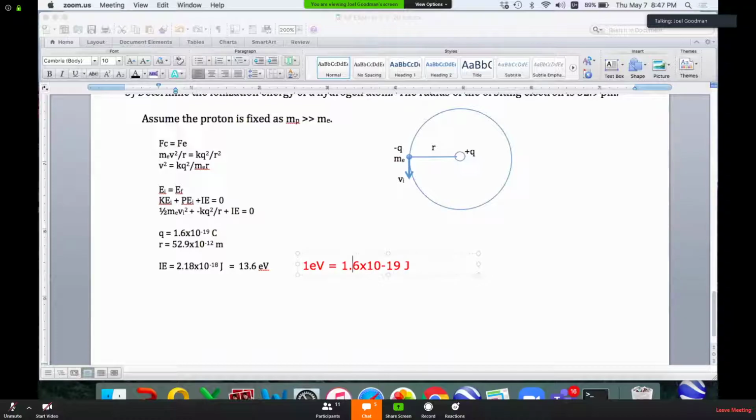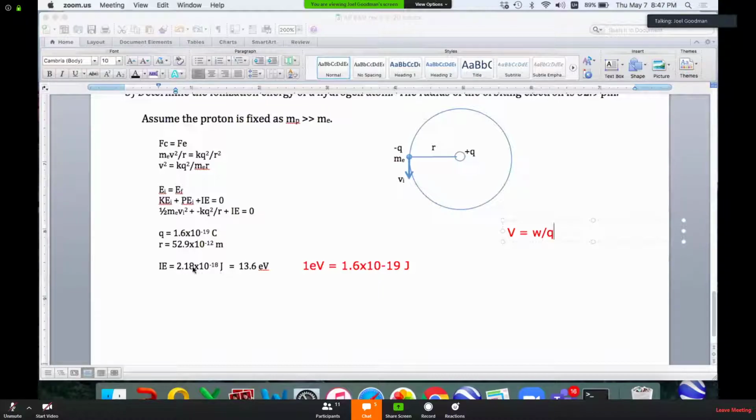Where in the world did that come from? The charge of an electron times a volt is energy. What is volts? Work per charge. So work is, so this is joules per coulomb. Oh. Yeah, so you learned something, didn't you?